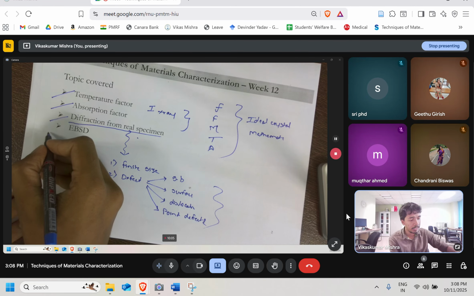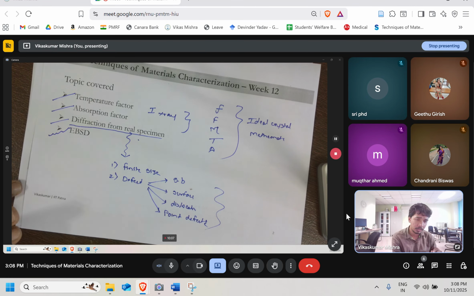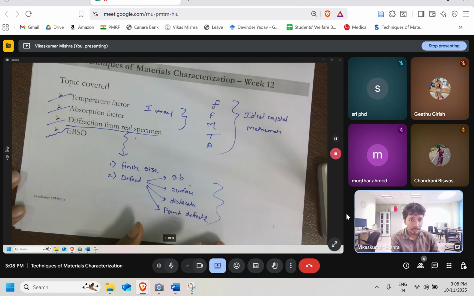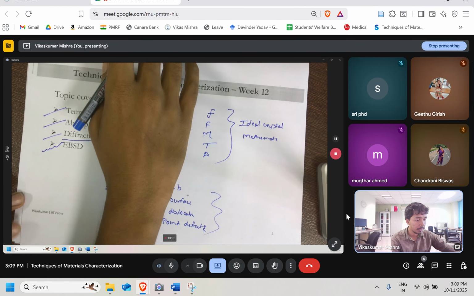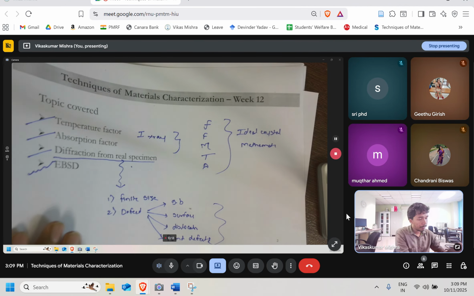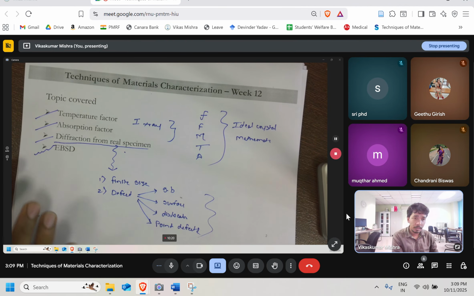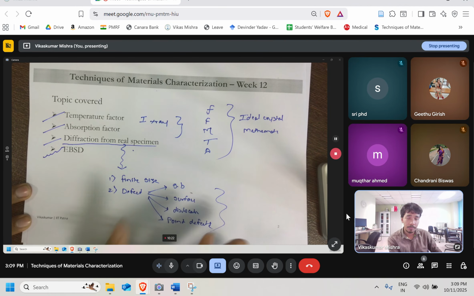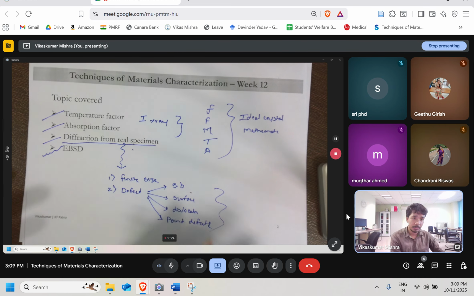And again at the end we studied a little bit about the EBSD. We just saw a glimpse of the EBSD, what it can do. Okay, so before I start explaining the concepts and doubt solving, I would like to ask you, do you have any doubt in the content that has been covered till now?